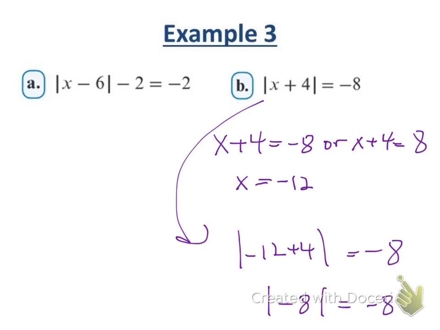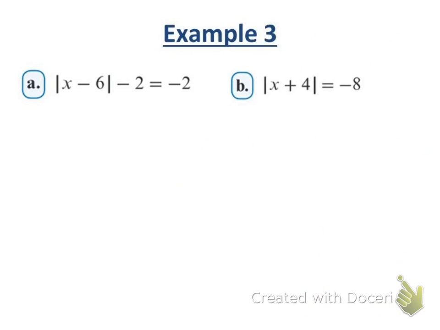Okay, so can you think of anything that we could put in here that would give us a negative value out there? No, you couldn't, because absolute value is a distance. Absolute value is always positive. So what you have to do is recognize from the outset that this problem has no solutions. The only way it could be positive is if there was a negative on the outside.